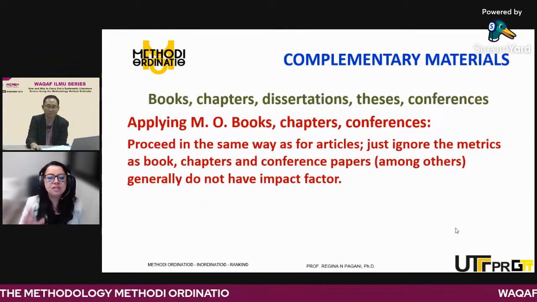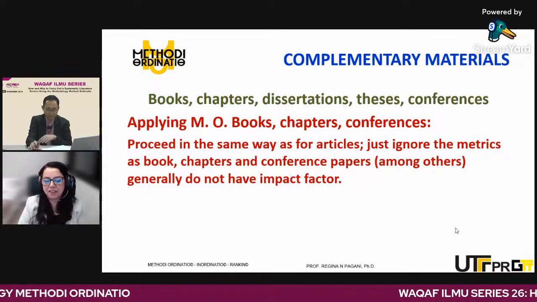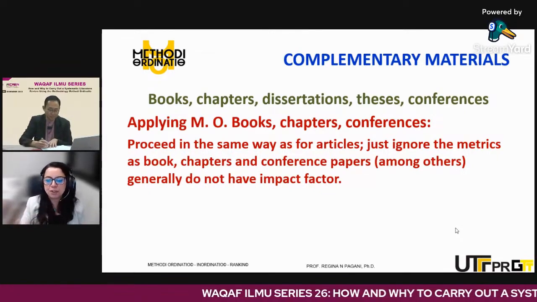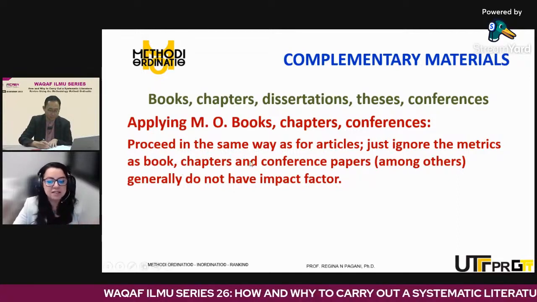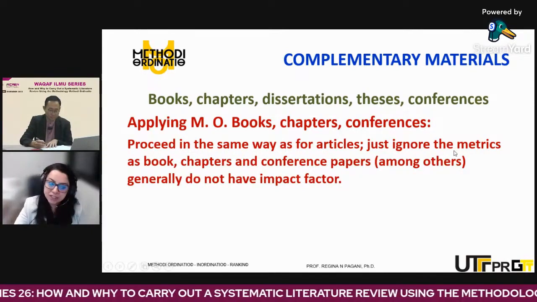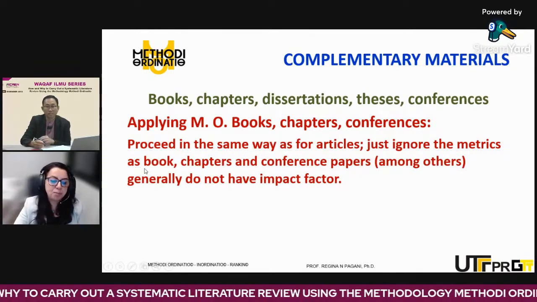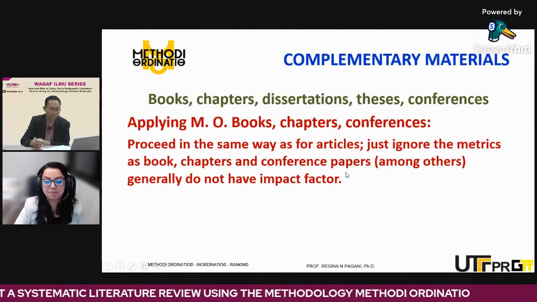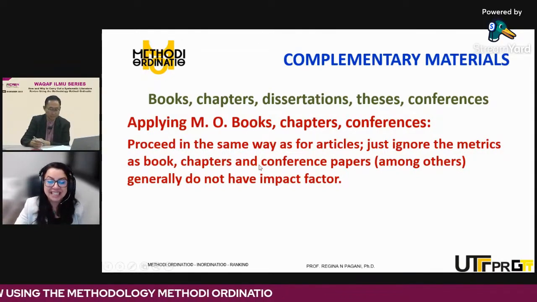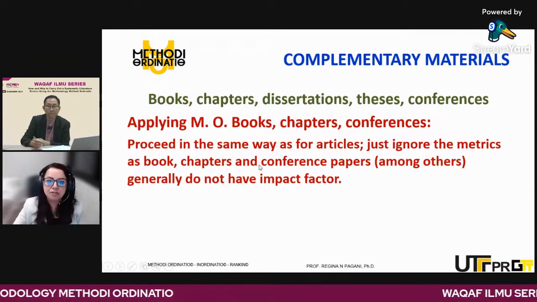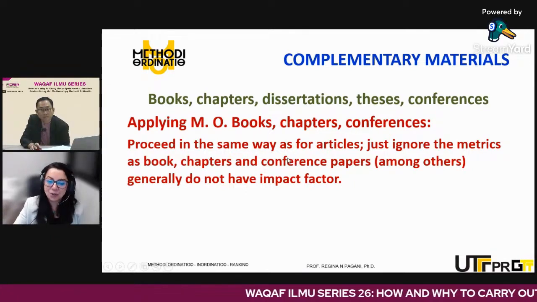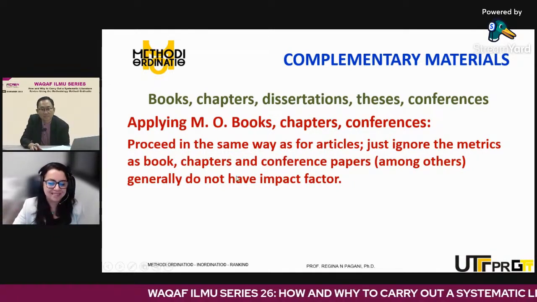All right. Books, chapters, dissertations, theses, and conferences. Applying Methodi Ordinatio to books, chapters, and conferences, proceed in the same way as for articles. Just ignore the metrics as for books, chapters, and conference papers. Why? Because normally they do not have impact factors. But be careful. Some conference papers might have metrics. Okay, so be attentive to this.